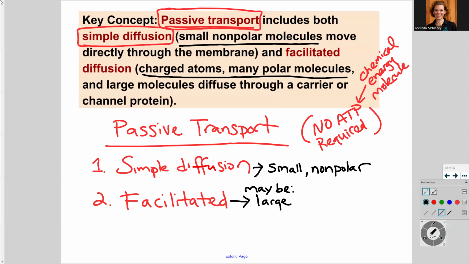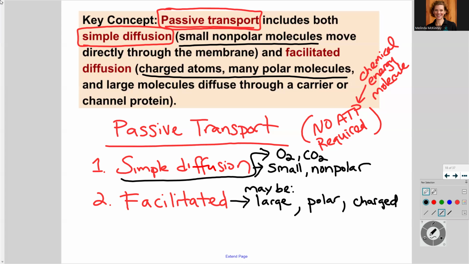They may be large, they may be polar, and they may be charged. So let me give you a few examples. So simple diffusion example here, we already talked about this in a previous video, but that would be oxygen gas or carbon dioxide or a steroid like estrogen, which is a lipid. That can go straight through.